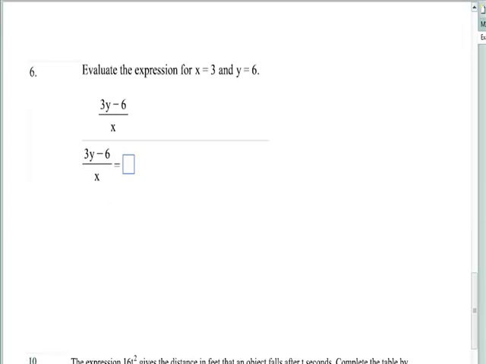Okay, let's take a look at, and you can see that I've skipped numbers. This would be similar to number 6 in your assignment. So I'm supposed to evaluate 3y minus 6 over x. So I have 3 times the value of y from over here is 6, minus 6 over the value of x is 3.